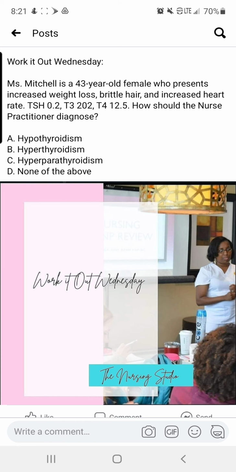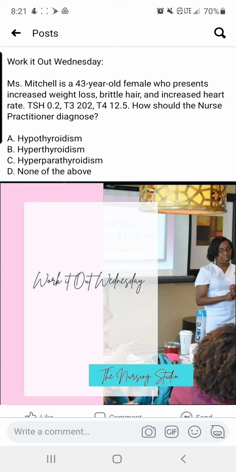Also, those symptoms let you know, like, you think of someone that is hyper and they're energetic, they're bouncing around, they're always on the go. So they're using all this energy. They're having weight loss because they're burning all their calories, right? And they're sweating so much from running that their hair is becoming brittle. And their heart rate is increased because they're just revved up all the time. Hyped is how I look at it, okay?